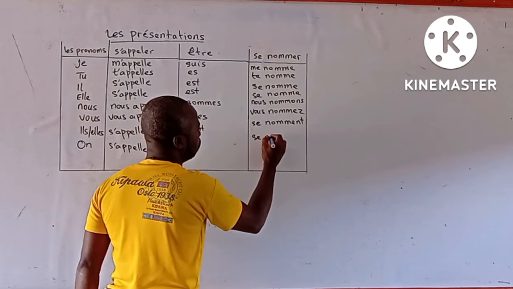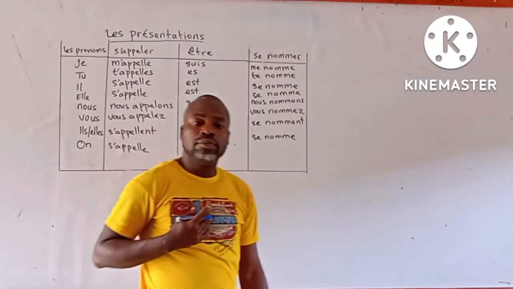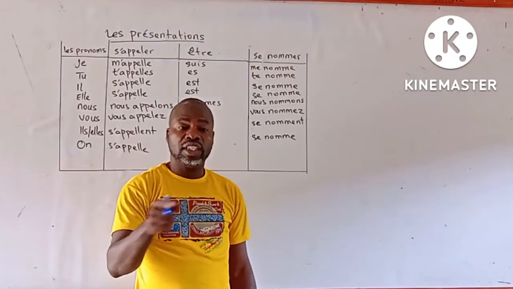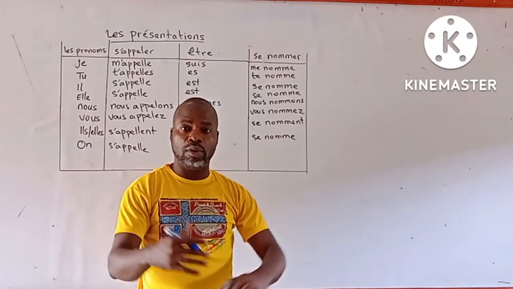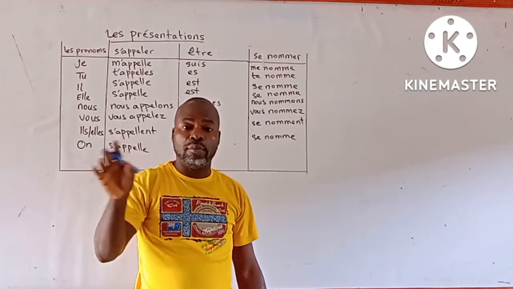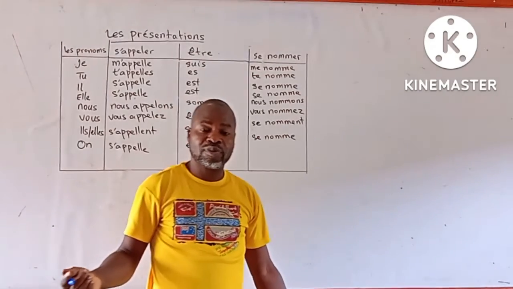On se nomme. Je me nomme. Tu te nommes. Il se nomme. Elle se nomme. Nous nous nommons. Vous vous nommez. Ils se nomment. On se nomme.